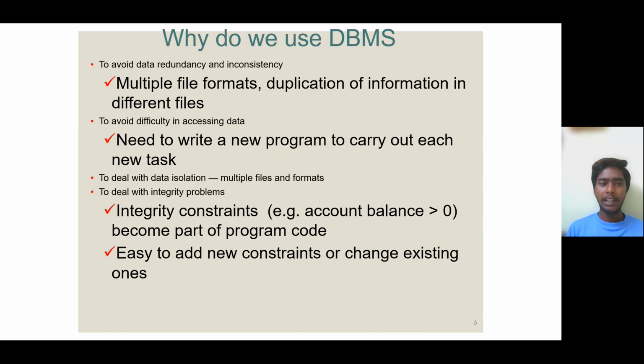Why do we use database management systems? To avoid data redundancy and inconsistency. Data redundancy and inconsistency, in simple words, means no duplicates. Even if there are duplicates, they are in a semantic manner, not in a files manner. There are multiple file formats available, and duplication of information in different files, that I have said before, in a semantic manner, to avoid difficulty in accessing data.